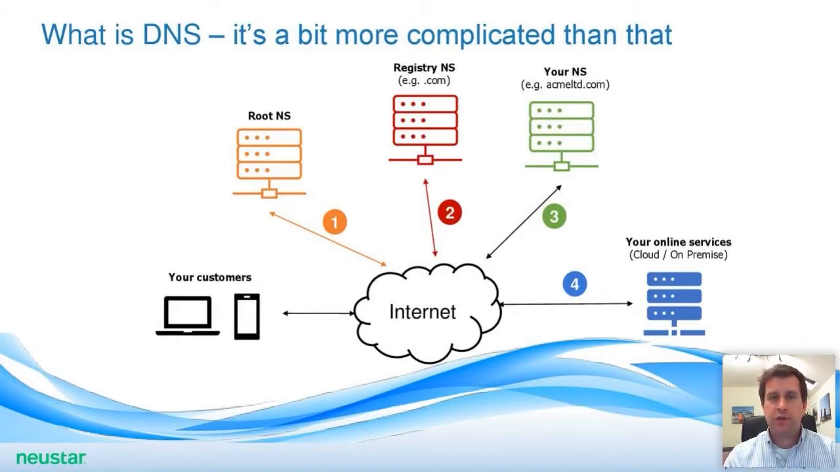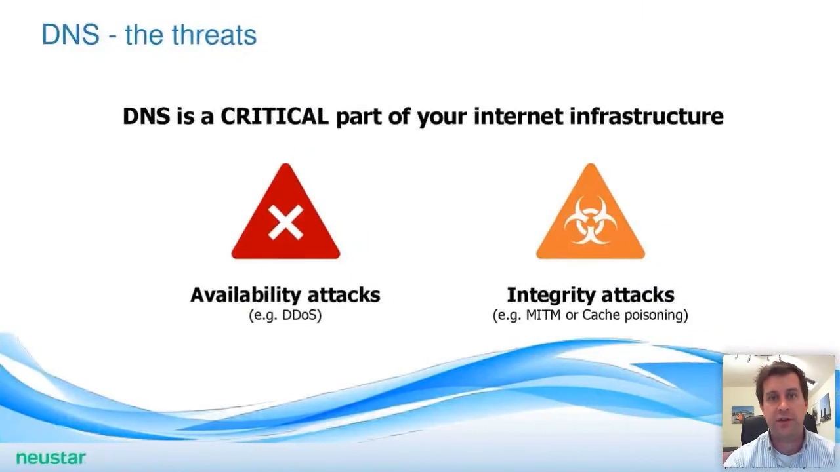So hopefully that gives you an overview of how the DNS works in terms that you can understand. What I want to talk about now, given the importance DNS plays within the internet infrastructure, is how it can be maliciously interfered with. Given the criticality of DNS infrastructure, it is subjected to malicious actors trying to disrupt it. There are two typical types of attacks that are taking place.